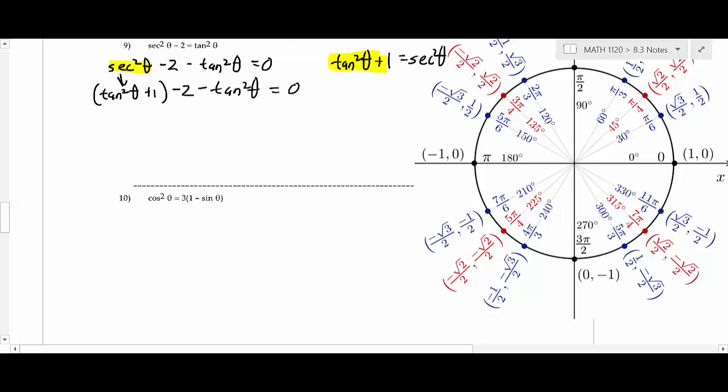Now we're going to collect like terms. This is a great problem too. I love what happens on this one. What do you see happening? I like it when that happens. Now what do you have? You have 1 minus 2 is negative 1 equals 0. Everything canceled out. So now you still have to give me the solution of this equation.